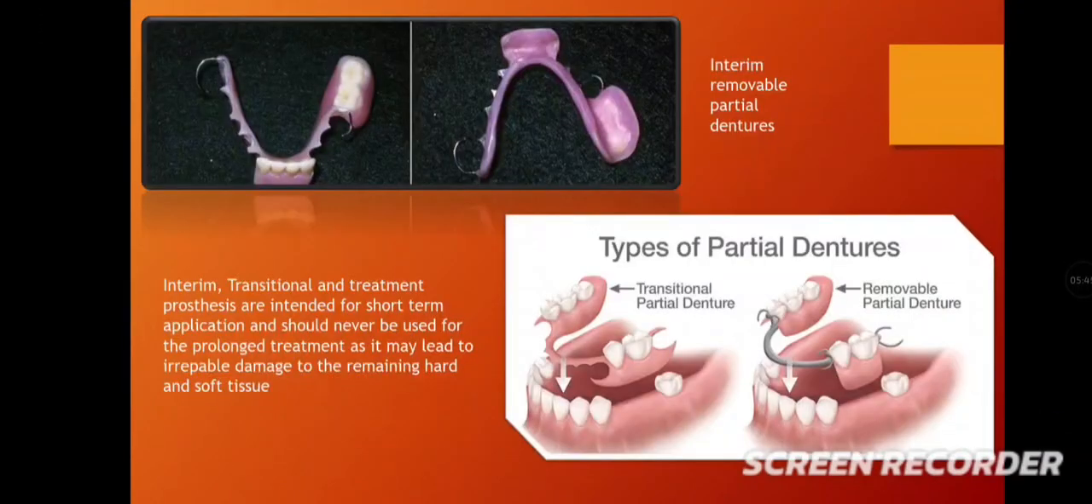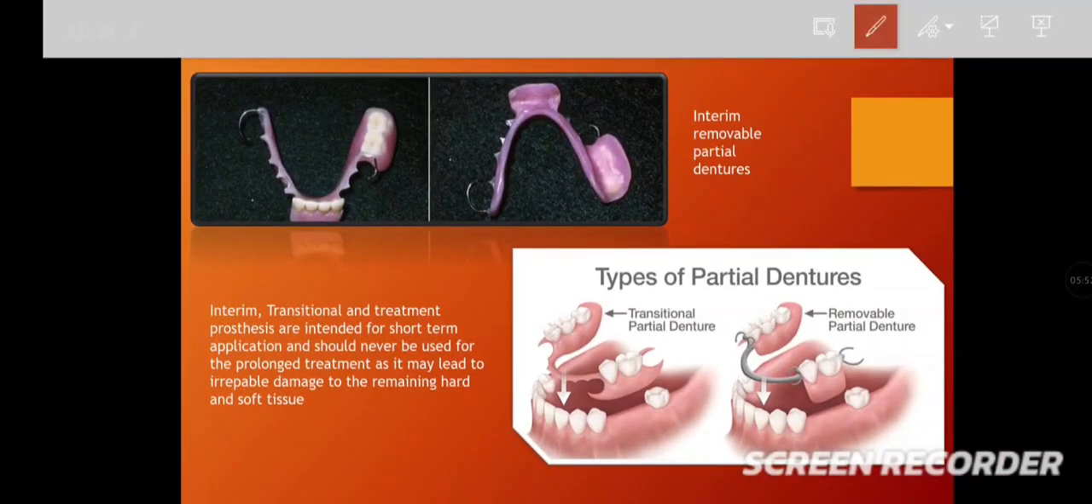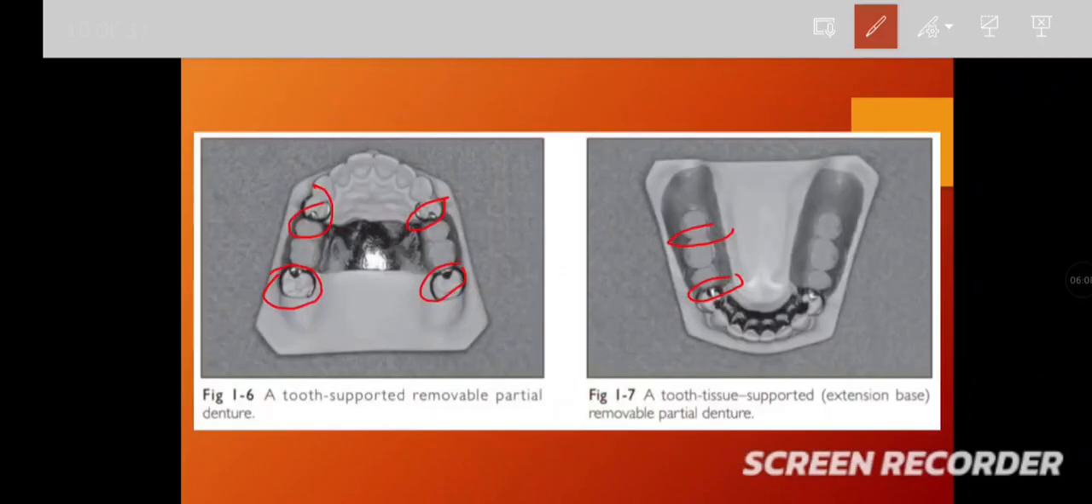Also, there are certain terms like interim, transitional, and treatment. An interim removable partial denture is a provisional prosthesis intended to improve aesthetics and function until more definitive or permanent treatment is rendered. Interim removable partial dentures can be used immediately after the extraction until healing occurs.